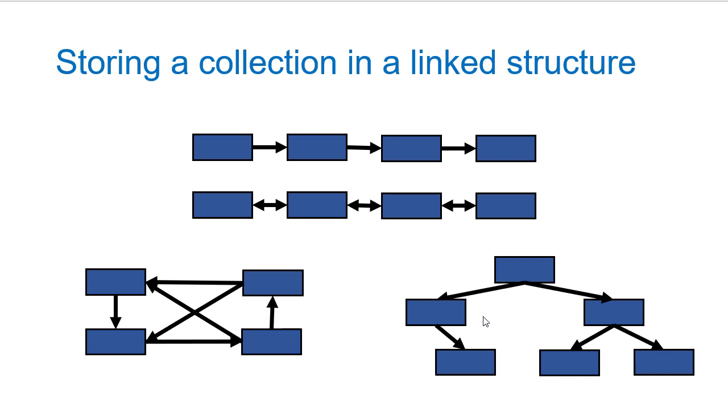Now you may say, so arrays are linear and these other things are nonlinear, and actually you can have a nonlinear data structure stored in an array. So we'll see an example when we get to trees. We'll show you how to store a tree in an array. A tree is a nonlinear data structure, but you can store it in an array, or you can use a linked structure.